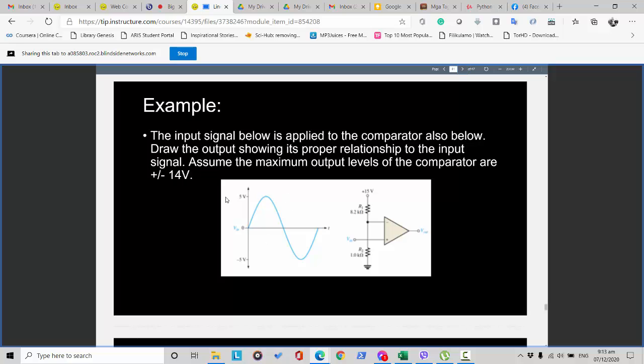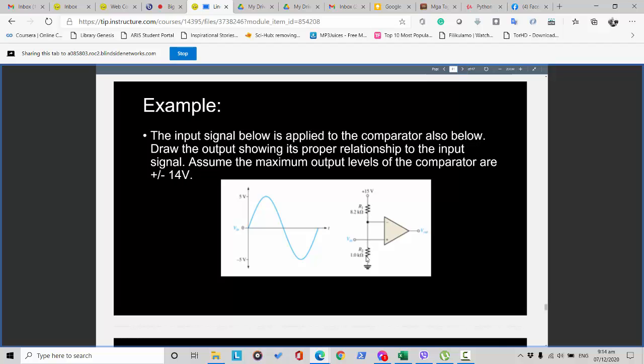As an example, we have the input below applied to the comparator, also below. Draw the output showing its proper relationship to the input signal. Assume the maximum output levels of the comparator are positive and negative 14 volts.